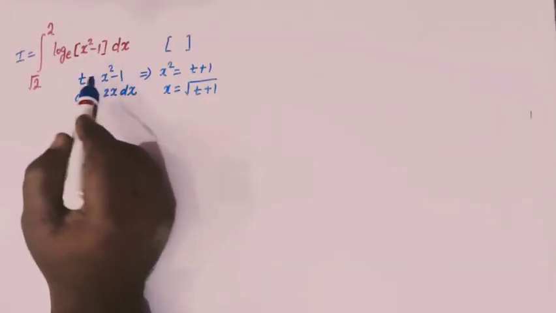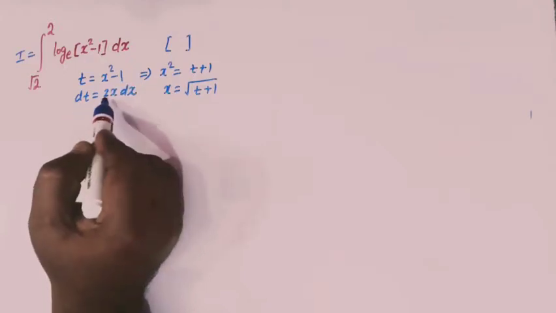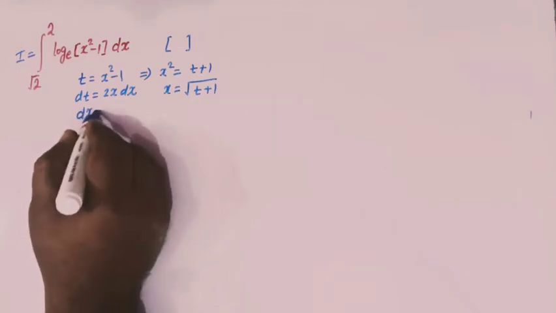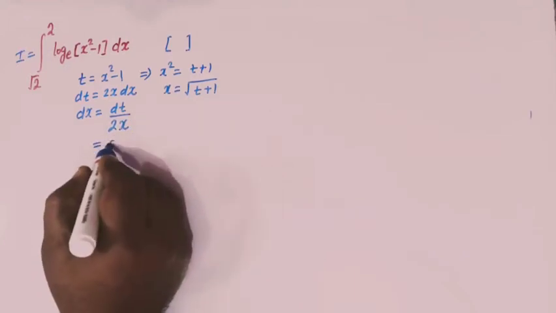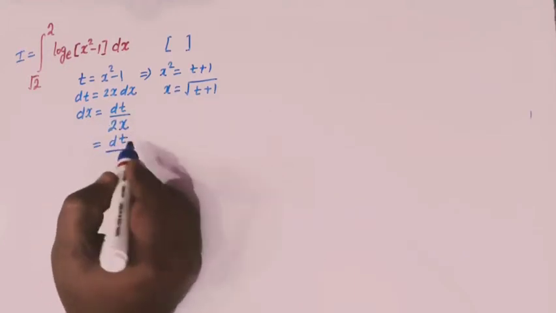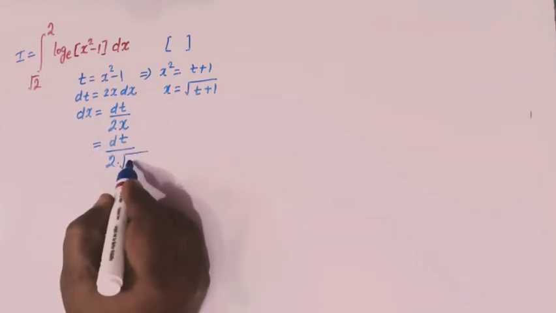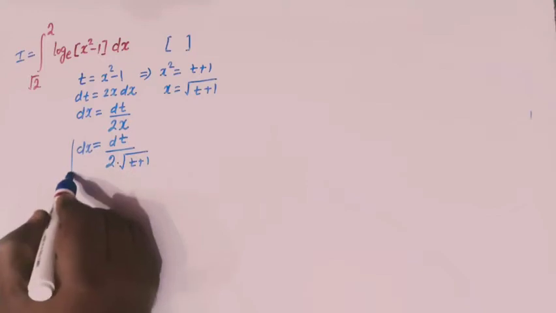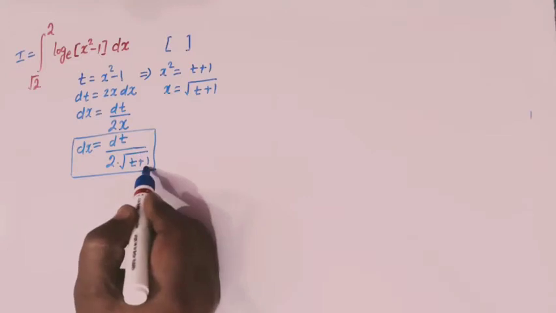So here we have made use of the substitution method, where t is equal to x square minus 1, so dt is equal to 2x dx. Now dx can be written as dt over 2x, so dx can be expressed as dt over 2 times square root of t plus 1. So the value of dx is dt over 2 times square root of t plus 1.